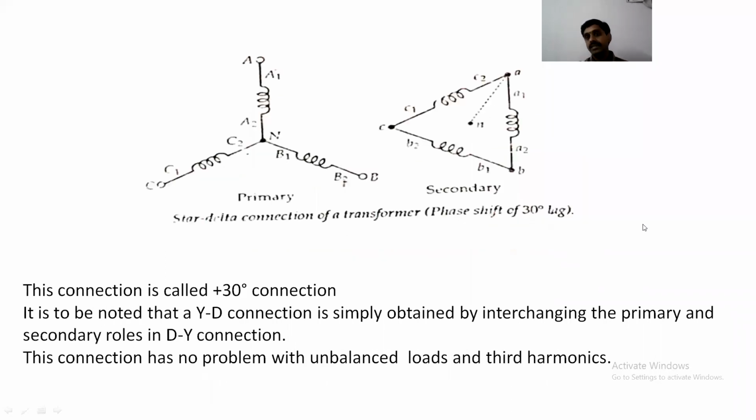Now the other case is 30 degrees lag. You can observe that with reference to this, it has moved to position 1. If this is position 12 in the clock, it has moved to position 1 in the clockwise direction. As I said, out of 12 segments, each segment is 30 degrees. So it is a 30 degrees phase lag in the clockwise direction, so this connection is actually the minus 30 degrees connection. The star-delta connection is simply obtained by interchanging the primary and secondary roles. This connection has no problem with unbalanced loads and third harmonics.